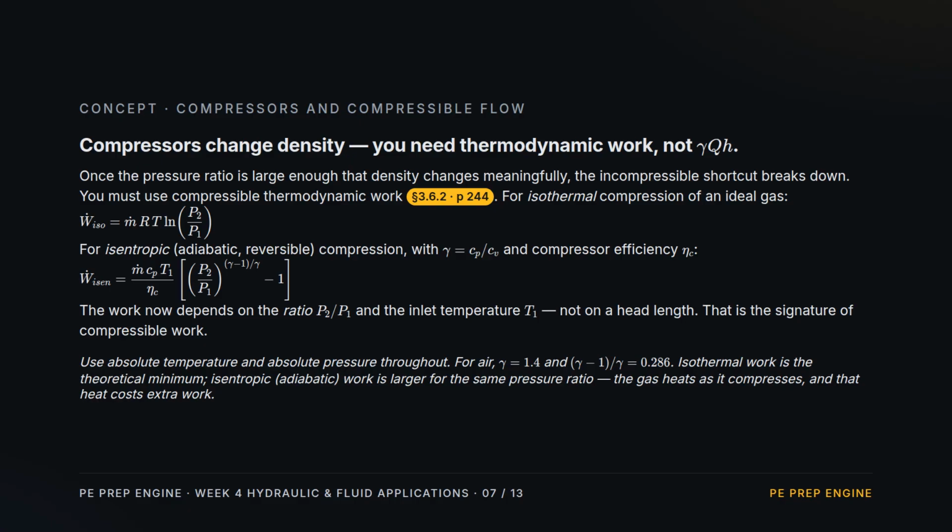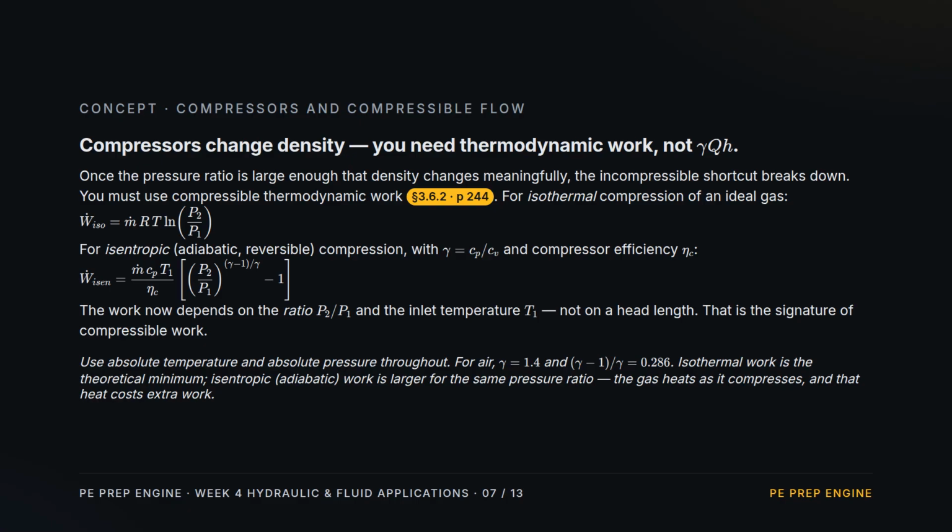Isothermal, gas held at constant temperature, takes mass flow times R times temperature times the natural log of the pressure ratio. Isentropic, adiabatic and reversible, takes more, carrying the pressure ratio raised to gamma minus 1 over gamma, over the compressor efficiency. The shift is conceptual.